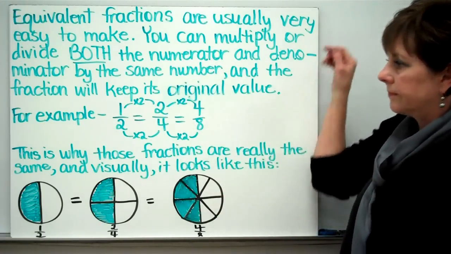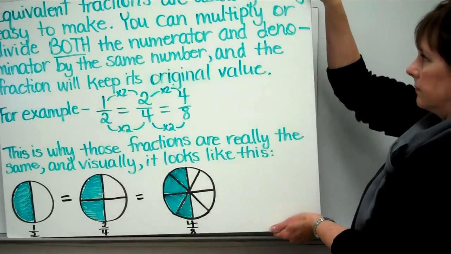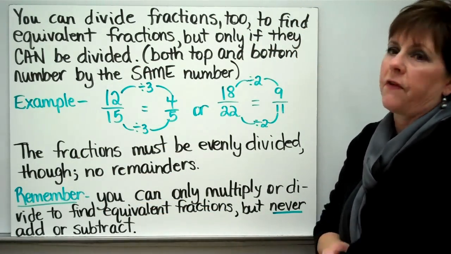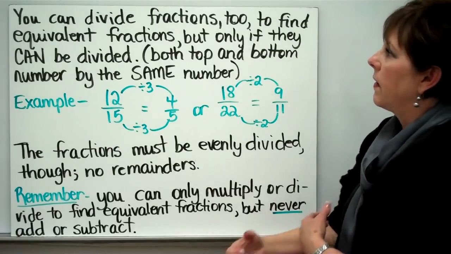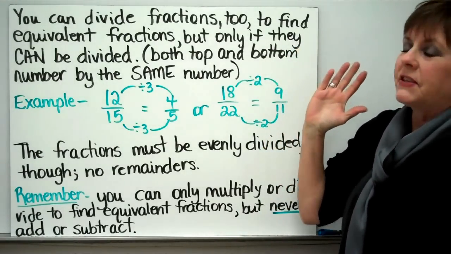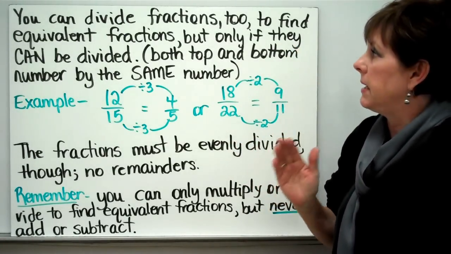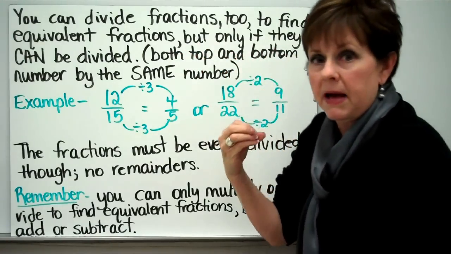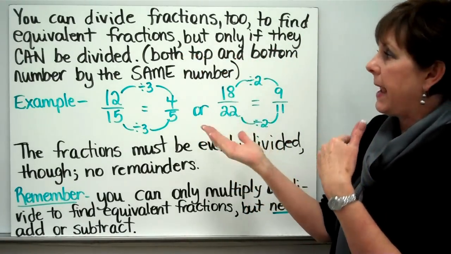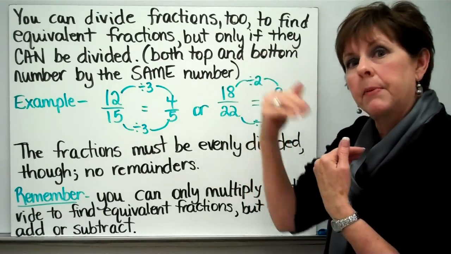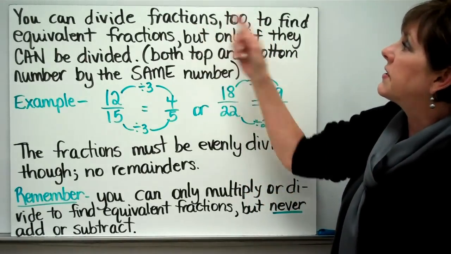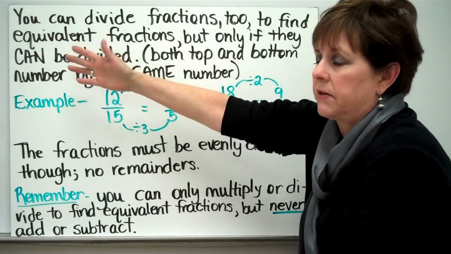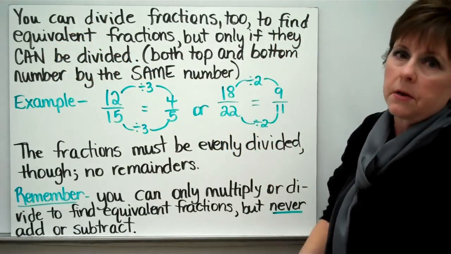All right. Now, you can multiply, and you can also divide to find equivalent fractions, but this is only if they can be divided. It has to be both the top and the bottom number divided by the same number. You noticed in the panel before this, we multiplied the top and the bottom by the same number. Dividing can only be done if it can, because some of them can't be divided by the same number.